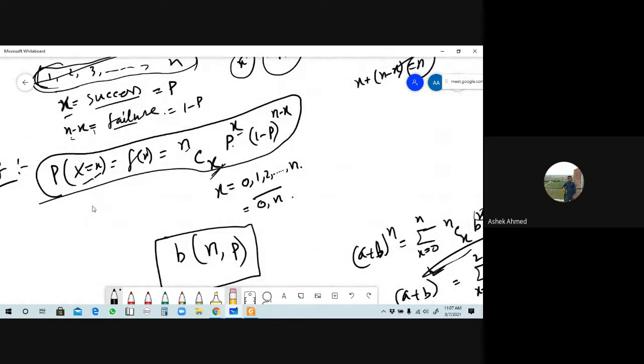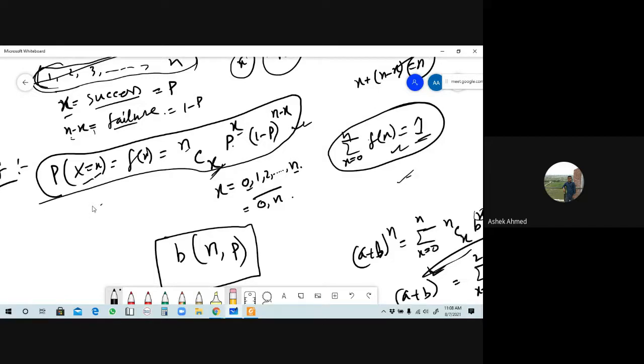For proving this function as a probability mass function, we have to prove the sum of f of x is 1. If we can prove this, with x going from 0 up to n, then we can say that this is a probability mass function.